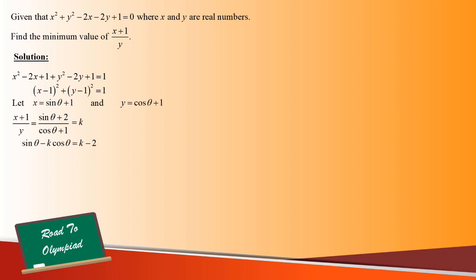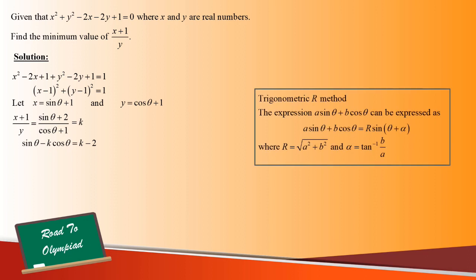Here, we are going to make use of the trigonometric R method, where we can express the expression a sine theta plus b cosine theta as R sine of theta plus alpha, where R is the square root of a squared plus b squared, and alpha is the inverse tangent of b over a. In this case, we can rewrite the left hand side as the square root of k squared plus 1 multiplied by sine of theta minus alpha, where here alpha is the inverse tangent of k over 1.